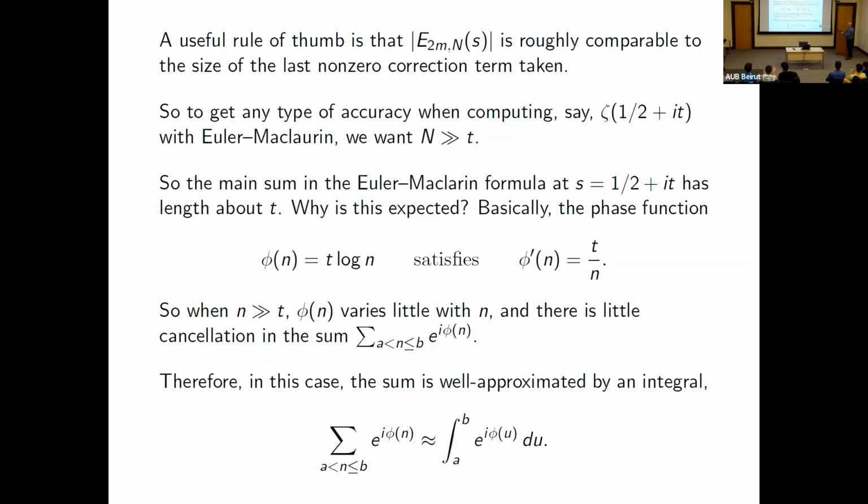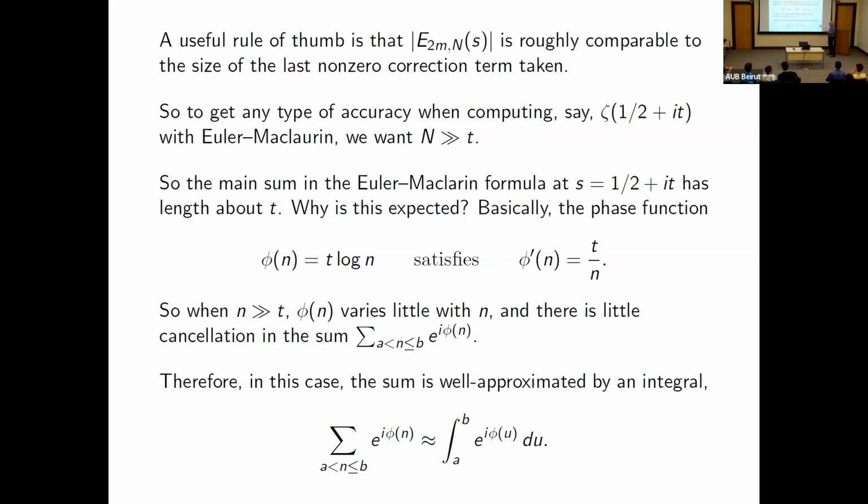Right? And as I mentioned, you need n to be at least the size of t to get any type of accuracy, so that the product that occurs there actually decays exponentially as you take more correction terms. Okay, but this is very technical. Is there an intuitive reason why the Euler-Maclaurin would require you to take a main sum, like a Dirichlet polynomial of length at least t, to get any type of accuracy? The reason is really simple.